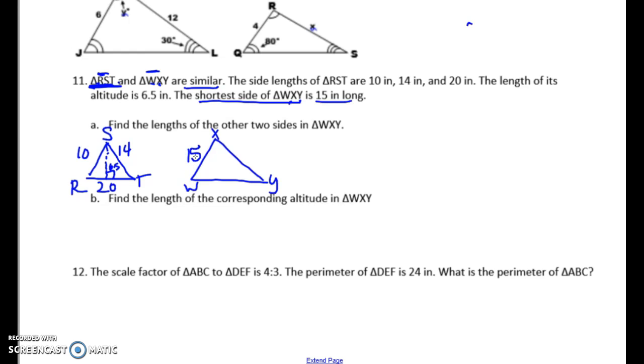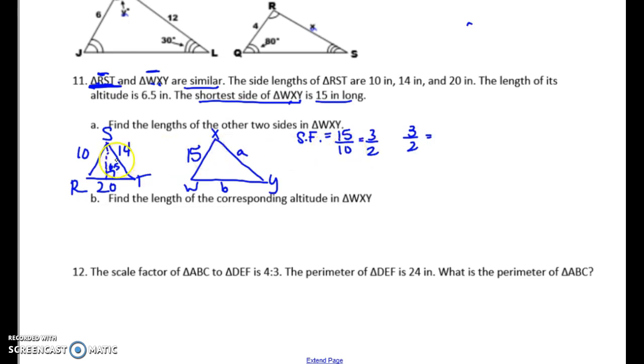Now, they want me to find the length of the other two sides. So I'm going to go ahead and do my scale factor. And that's going to be equal to 15 over 10, which gives me 3 over 2 for my scale factor. And then I need to find the length of these two sides. So I'm going to label them A and B so I can set up my proportion. Okay? So I know that my scale factor is 3 is to 2.